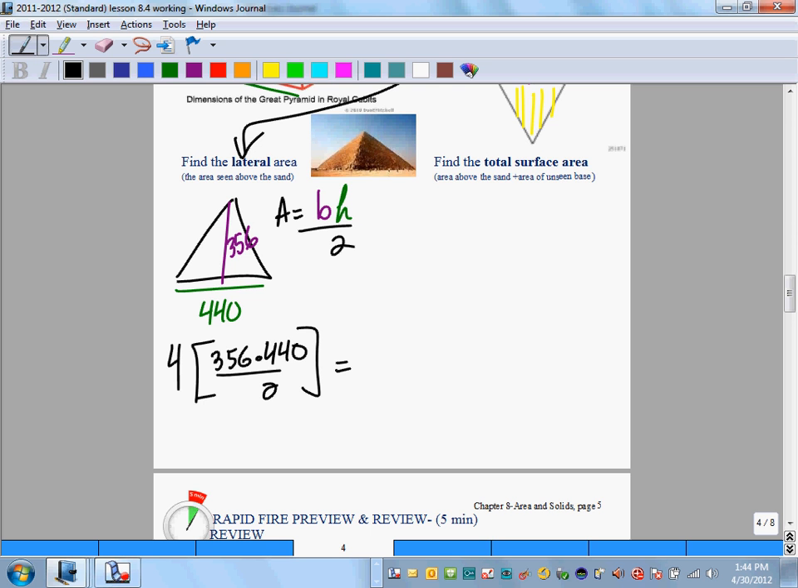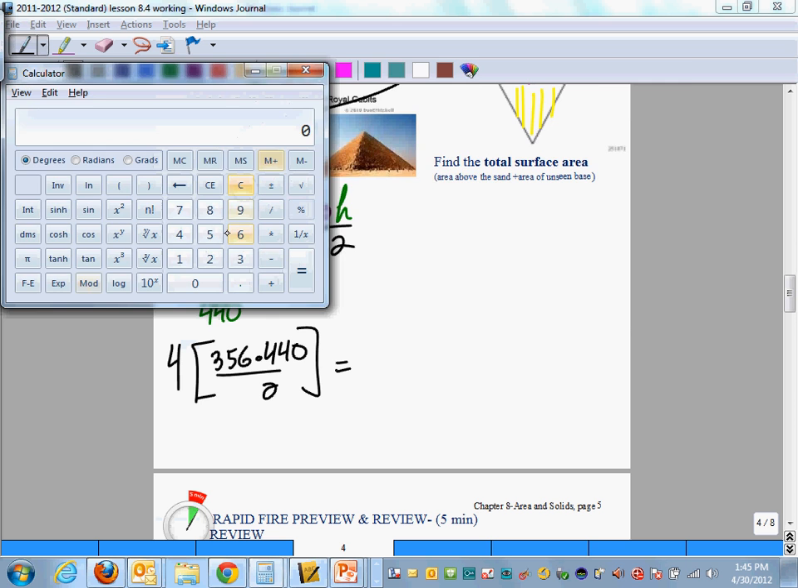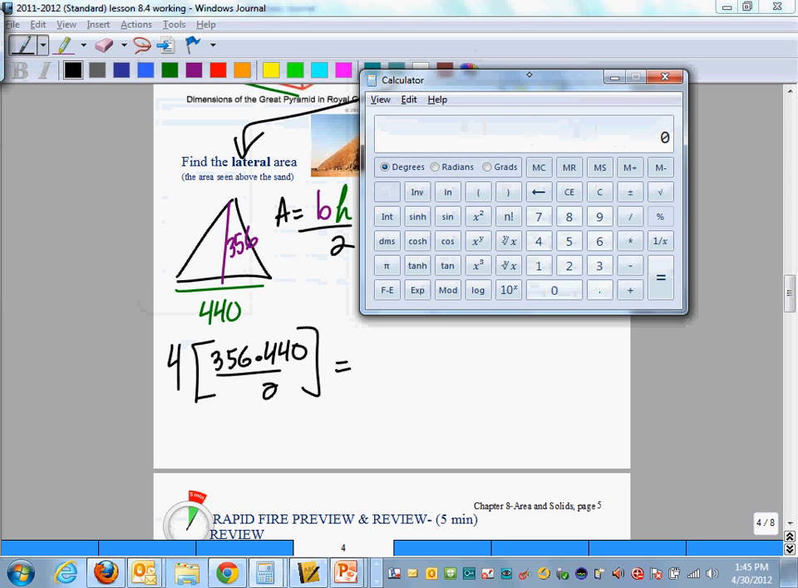Good. Where'd that number come from? How many triangles do you have, Tyler? 440. How many triangles? Yes, times that by 4. So you got 78,320. Okay, no, times 4. Yes. Okay, students, take a look up here.